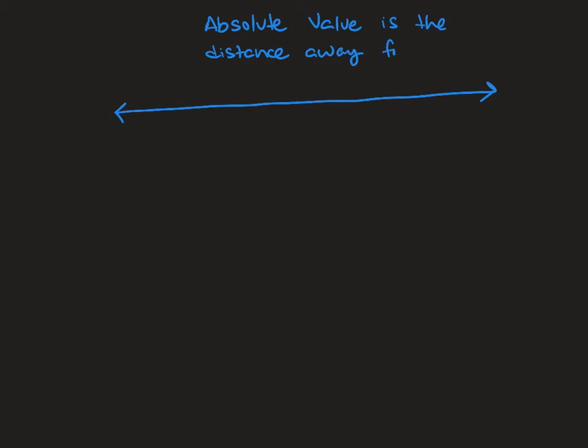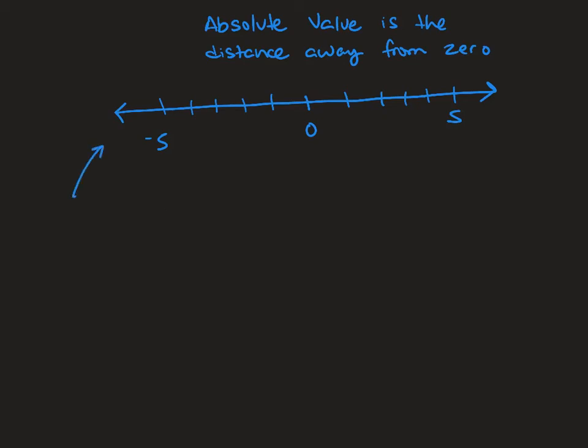Away from 0. That's all it is. If you know that, you're doing really good. So let's say this is 0 and this is 1, 2, 3, 4, 5. Negative 1, 2, 3, 4, 5. Okay. What is the absolute value of, I'm gonna give you a problem here. You're gonna use this number line as a reference.